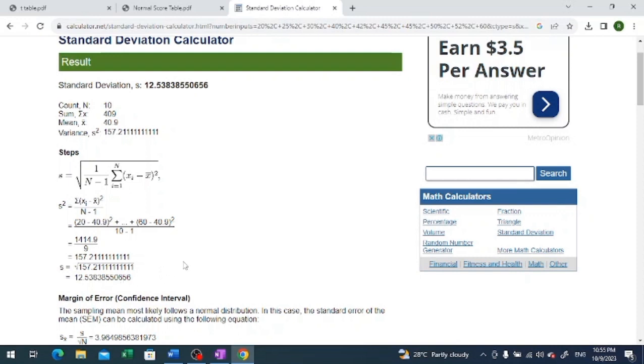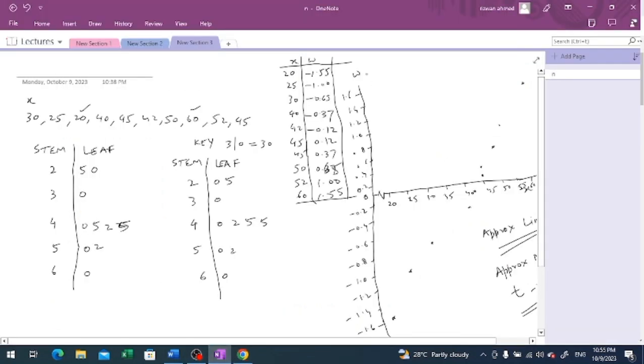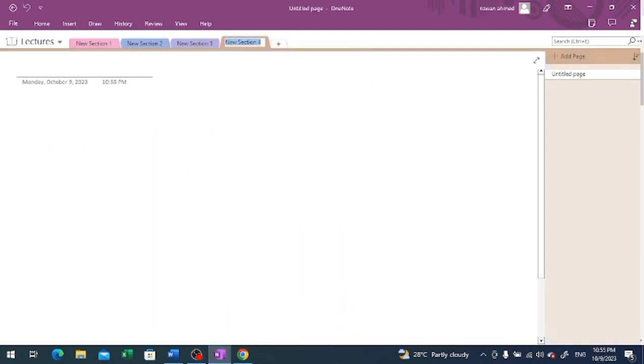So 40.9 is the mean and 12.54 is the standard deviation. And the total number of observations we are given in the data are 10.